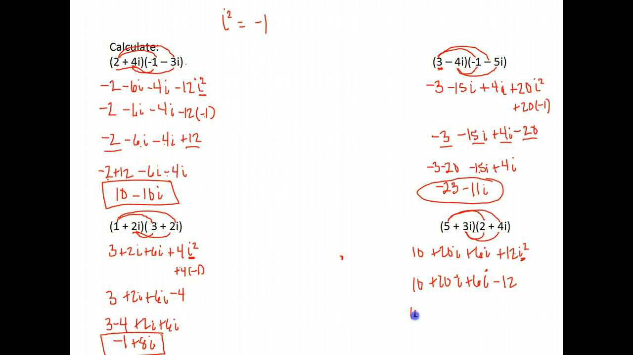All right, combine our like terms. So 10 and -12 would go together. 20i and 6i would go together also. 10 minus 12 is -2, and 20 plus 6 is 26i. Well, there we go. There are some multiplication problems for us to practice multiplying complex numbers.